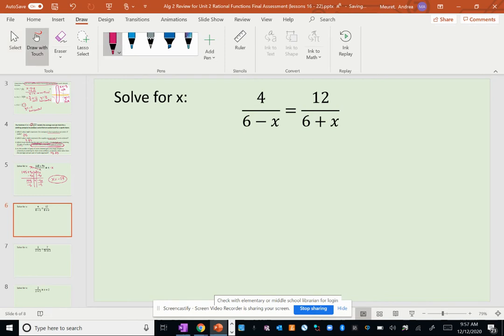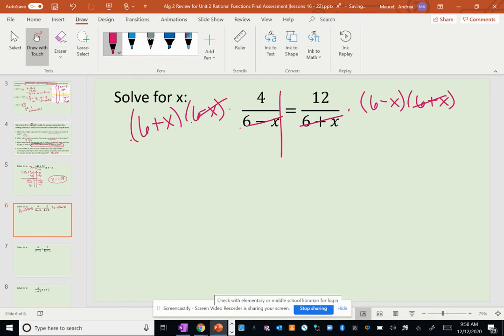Okay, this new problem, again, we are looking at a fraction on each side of the equation. Our denominators are different, and so we want to eliminate the denominators, eliminate the fractions by multiplying both sides of the equation by both of the denominators. So 6 minus x and 6 plus x. And same thing over here, 6 minus x, 6 plus x. Okay, so on the left side of the equation, we eliminate the 6 minus x's. And on the right side of the equation, we eliminate the 6 plus x's.